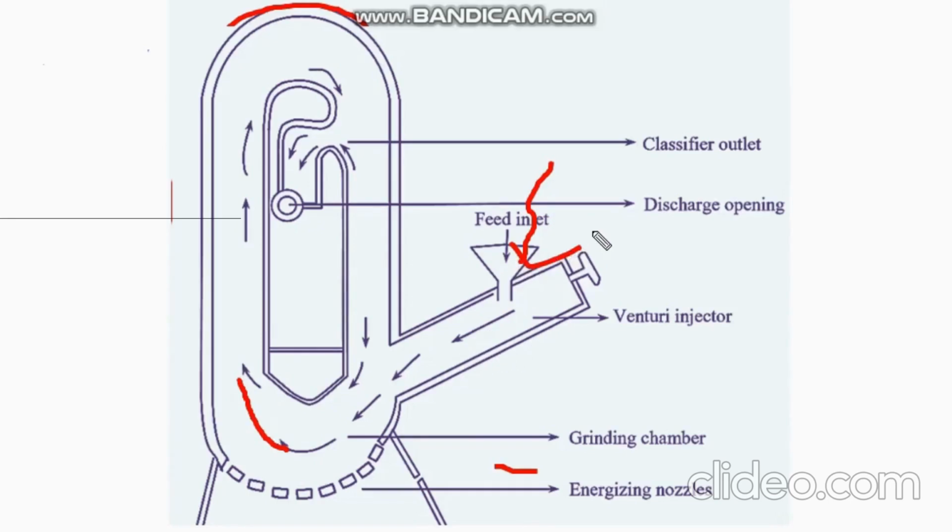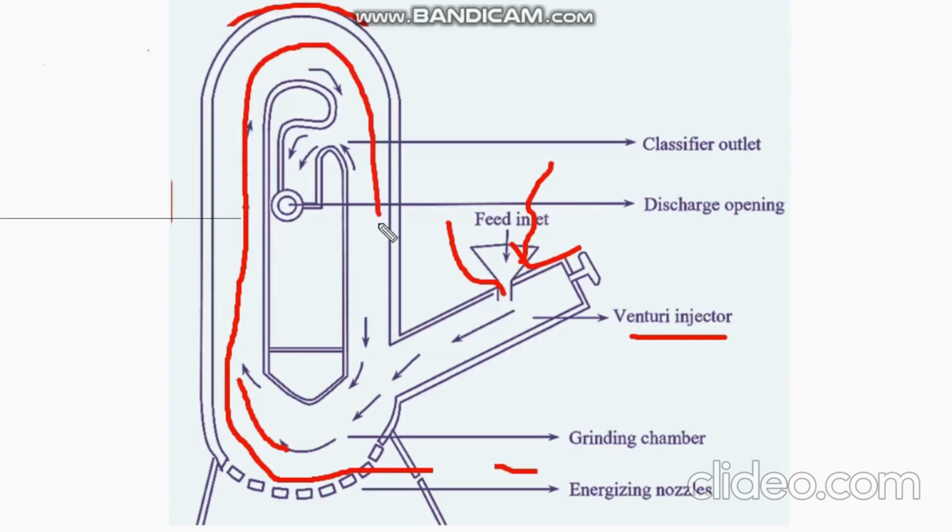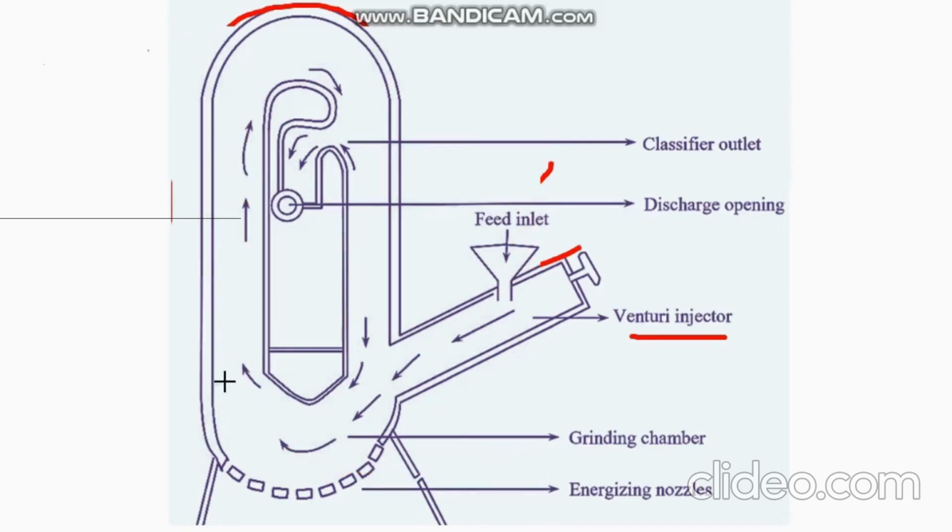We are going to introduce the sample in the feed inlet, here is the feed inlet, through the venturi injector. The air with a high velocity lifts the sample, and it will move in a turbulent motion through the elliptical pipe. Meanwhile, the powder particles in the pipe will collide with each other, and they can also collide with the inner walls of this elliptical pipe.